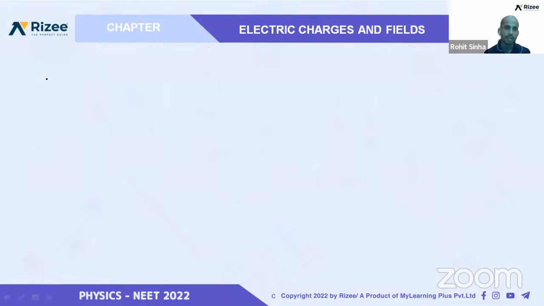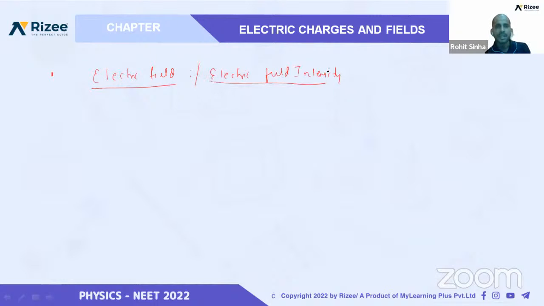Let us move further. Now, let me discuss a few more concepts. Let me discuss the concept of electric field. We usually say electric field or electric field intensity. We use these two terms interchangeably. We represent it with E, and it is a vector quantity.